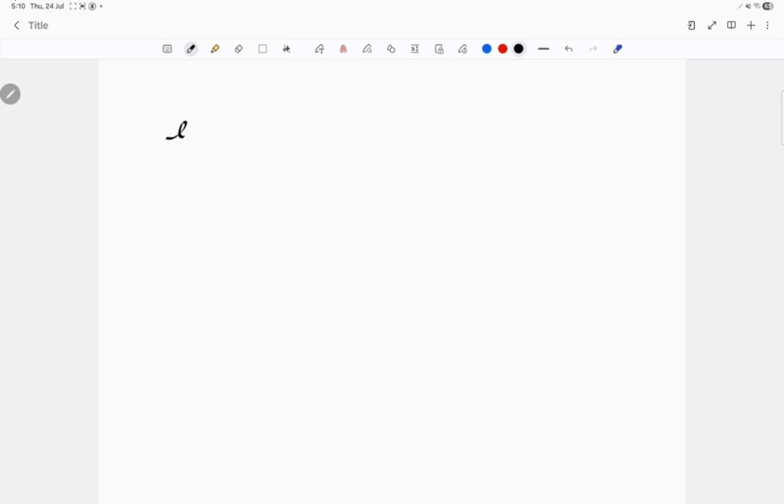Now let's do limit of x approaching infinity, 1 over x. So here I have no choice but to replace the x with infinity. What's 1 over infinity? What's any number over infinity? 0.